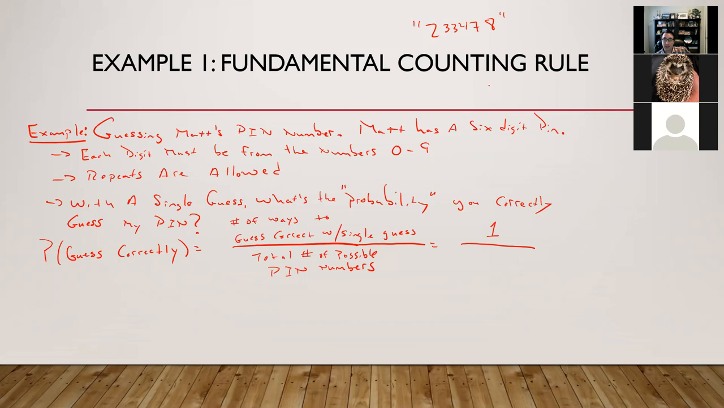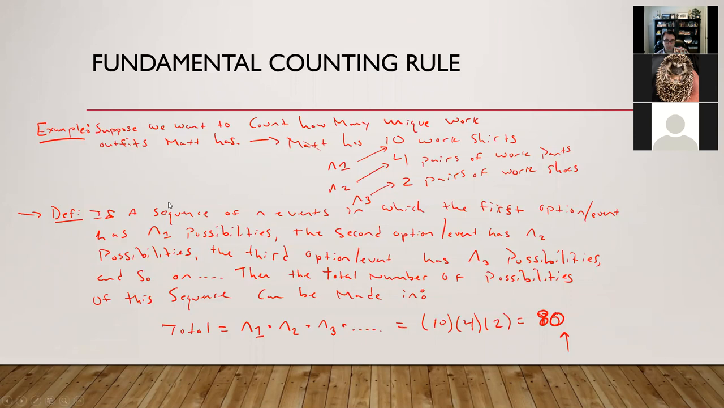So now you have to count the total number of possible PINs, okay? And to do that, that's the fundamental counting rule here, all right? So if you look back here at the fundamental counting rule, if a sequence of events, okay? The sequence of events I have to do is pick the first number of the PIN, the second number, the third, the fourth, the fifth, and the sixth. So this sequence has six events, okay?